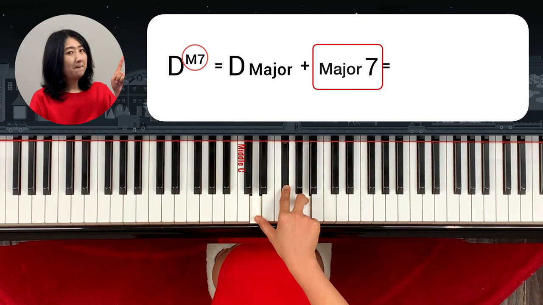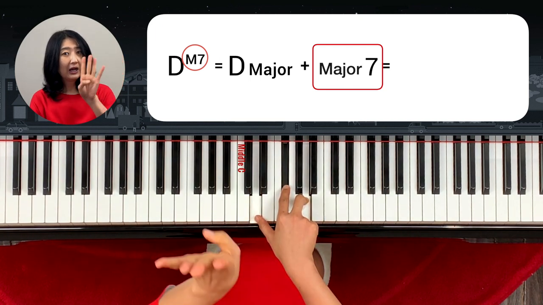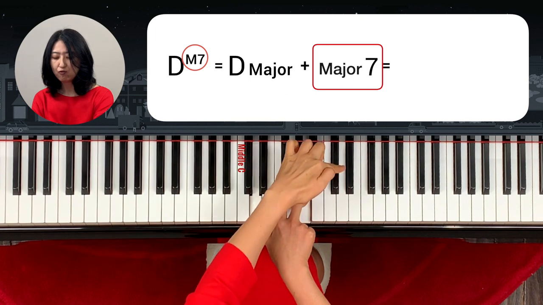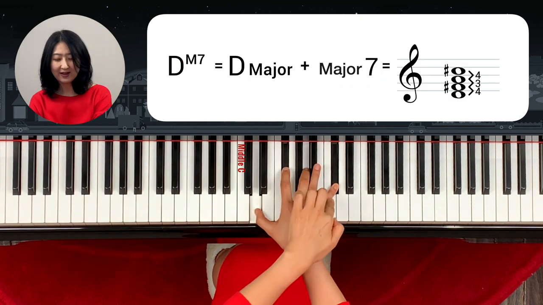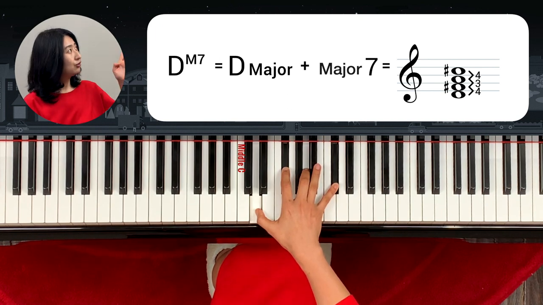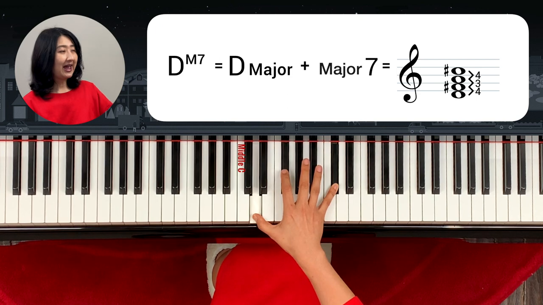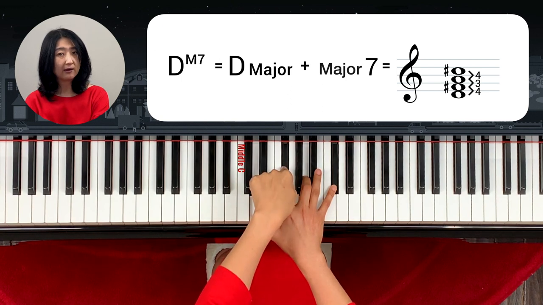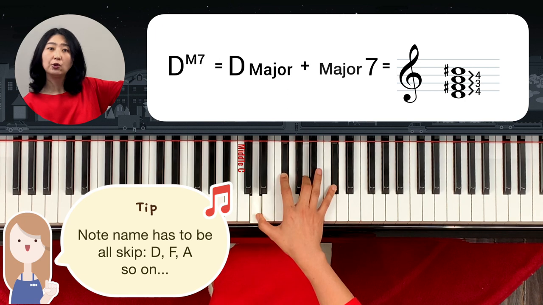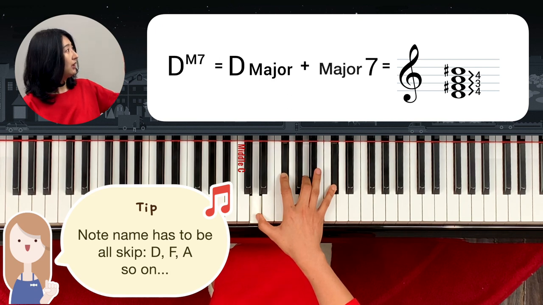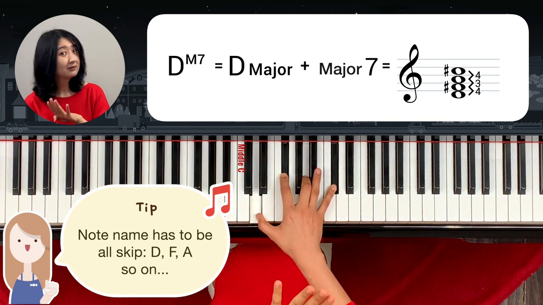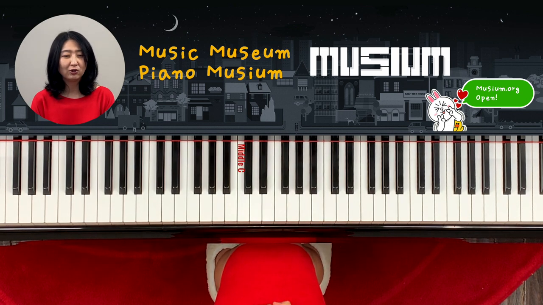And then from the top note to the seventh note, we need 4 half steps to make a major seventh chord. So 1, 2, 3, 4. So we need another sharp on C. So if you're looking at the notes, it will be like this: D, F sharp, A, C sharp. How do we know this will be F sharp instead of G flat? Because we need skip, skip, skip. All notes have to skip, so each one is on a different letter. If it's a G, then it will be more than a skip. Do you see it? So it has to be F sharp instead of G flat. Got it? Yes. Then what about like this?